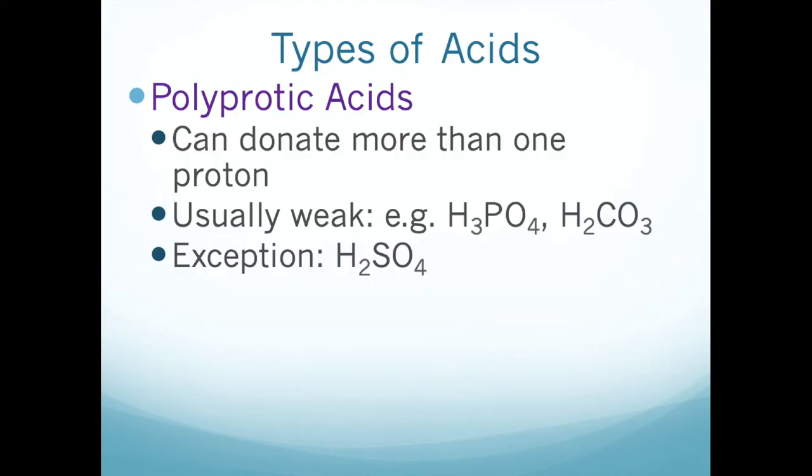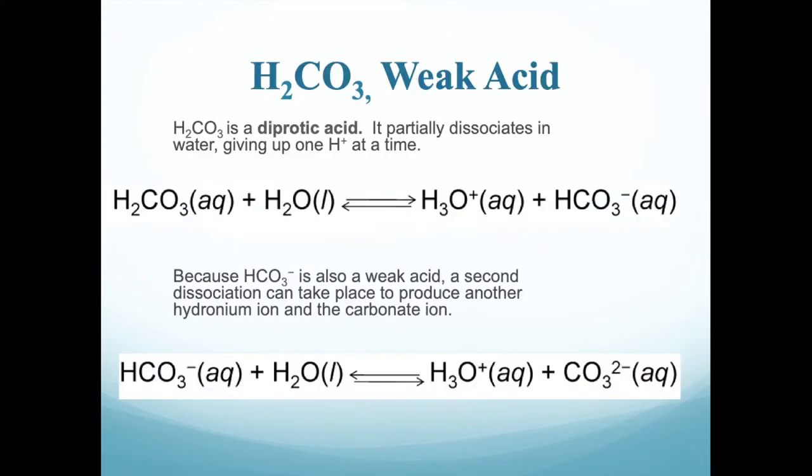However, there's one exception to that rule that all polyprotic acids are weak, and that is sulfuric acid. Sulfuric acid is diprotic. It's got 2 hydrogens. It's H2SO4. However, it is actually a strong acid. We'll see how in an example. Let's contrast it with another polyprotic acid.